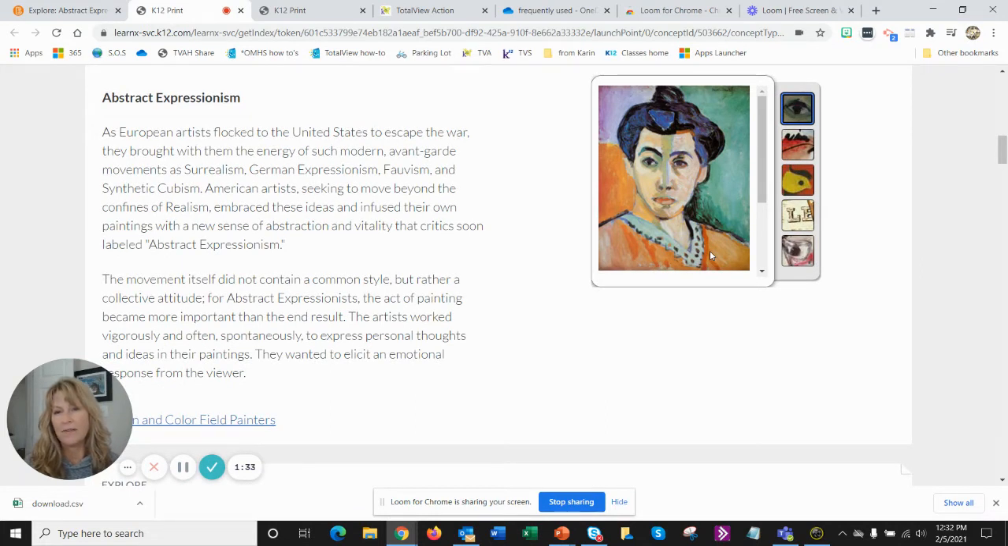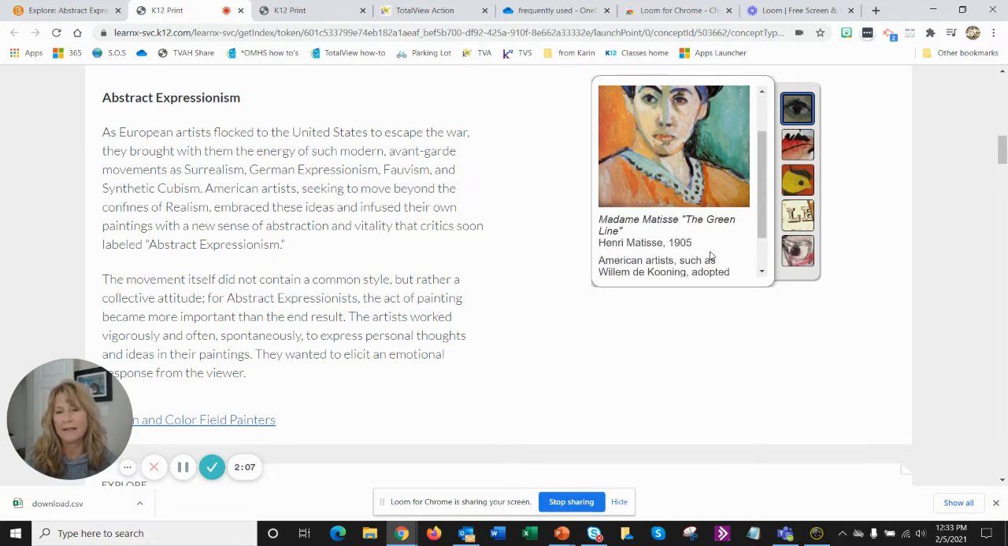As European artists flocked to the United States to escape the war, they brought with them the energy of such modern avant-garde movements as Surrealism, German Expressionism, Fauvism, and Synthetic Cubism. American artists, seeking to move beyond the confines of realism, embraced these ideas and infused their own paintings with a new sense of abstraction and vitality that the critics soon labeled abstract expressionism. So those American artists didn't like the constraints of realism and they wanted more artistic freedom. So that's why they broke away.